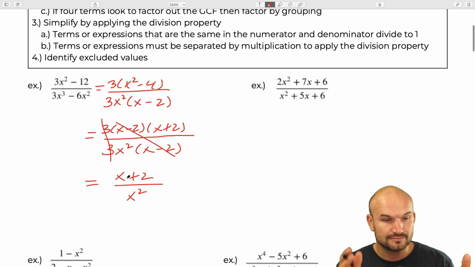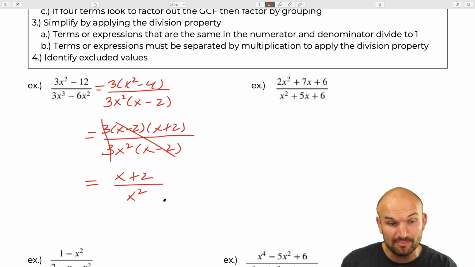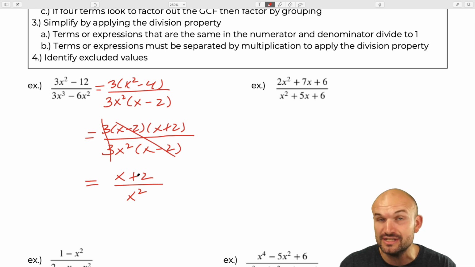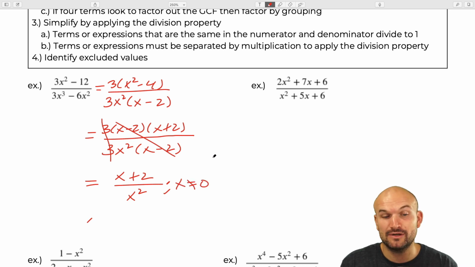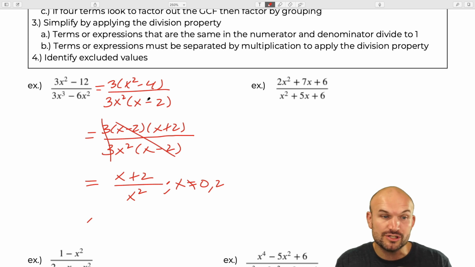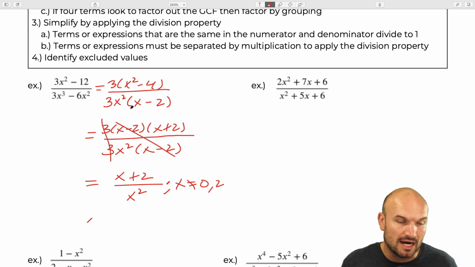Now we have to be careful: we can't apply the division property anymore, because the x and the 2 are separated by addition, not multiplication. In terms of the excluded values, x cannot equal 0. We also know that x cannot equal 2, even though it got divided out, because 2 would make this quantity 0, which would make the whole denominator 0.